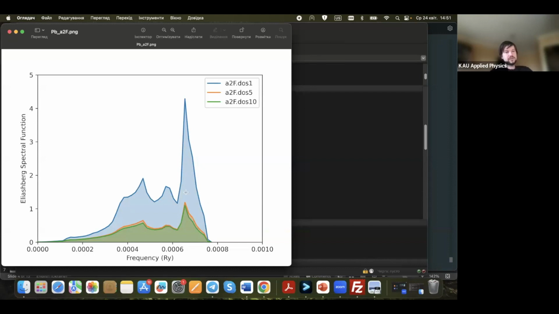We can calculate these frequencies. Generally, it has the same form as the phonon DOS. If you remember the phonon DOS, it has a very low tail here, and then it goes up. Here we have the same tail as for the phonon DOS, because here we almost don't have phonons. That's why we almost don't have any electron-phonon interactions.